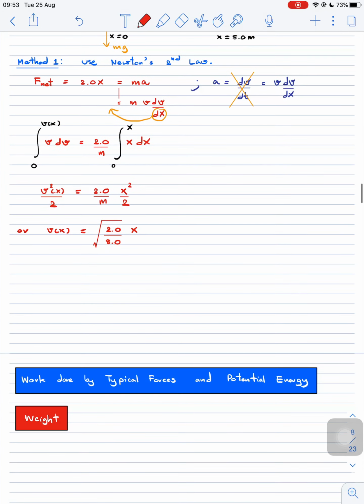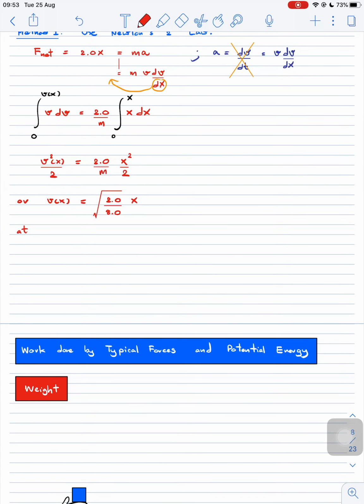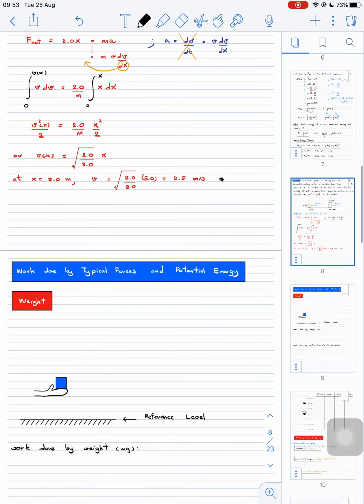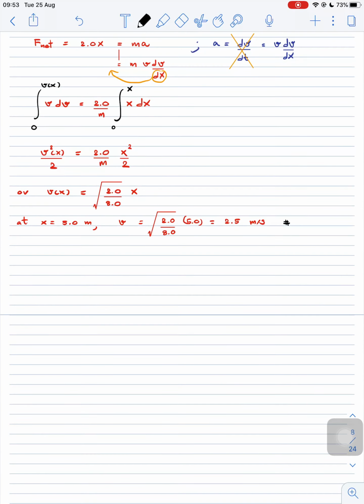Okay, let's just sub it in. At x equal to 5 pi o meters, we get the velocity equal to the square root of 2 pi o over 8 pi o, times 5 pi o, which is equal to 2.5 meters per second. So this is the answer. This will be the first approach that we can use to solve for the speed, right?